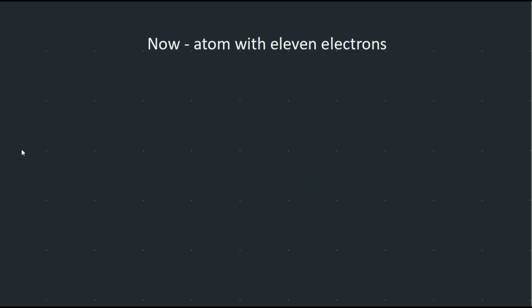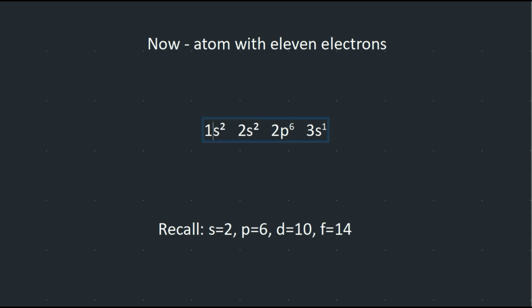Let's look at one more example. Now we're going with 11. So let's see this: 1s2, 2s2. So till now there are 4 electrons that have filled up. Then we have 2p6. So p can allow 6 electrons. So the next electron will go to 3s1.